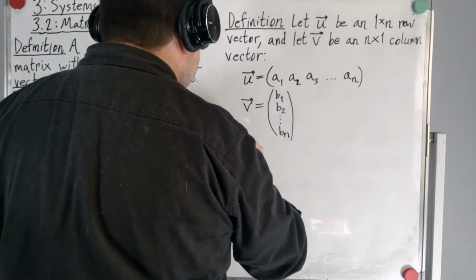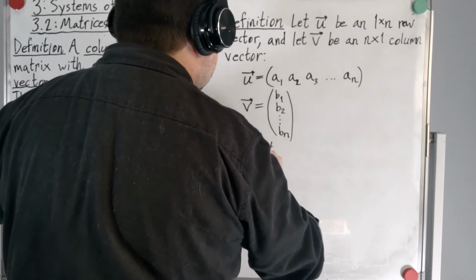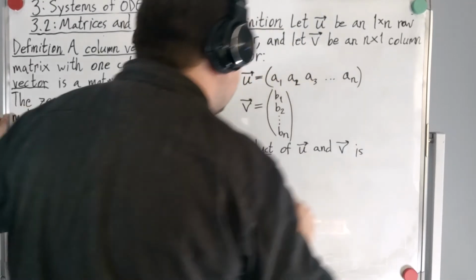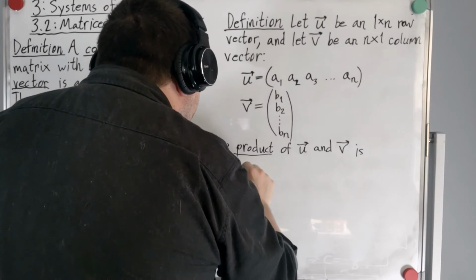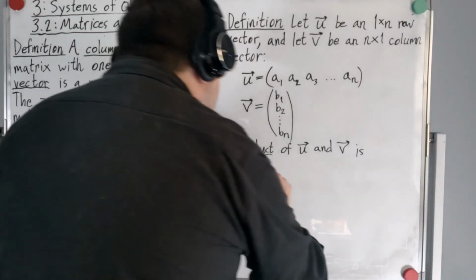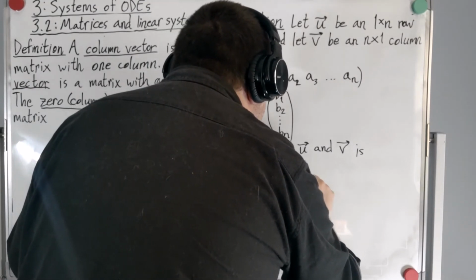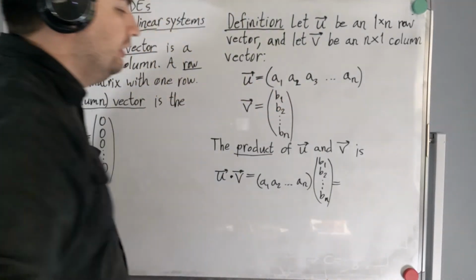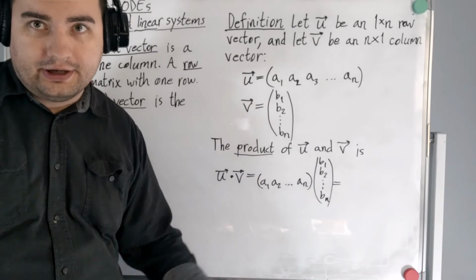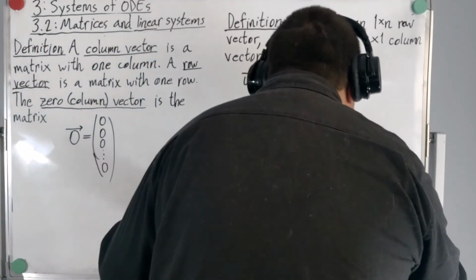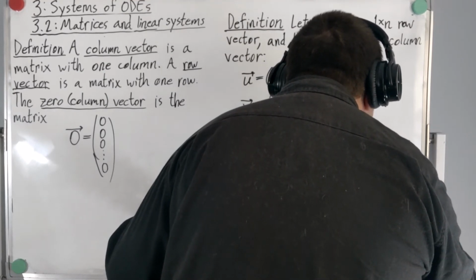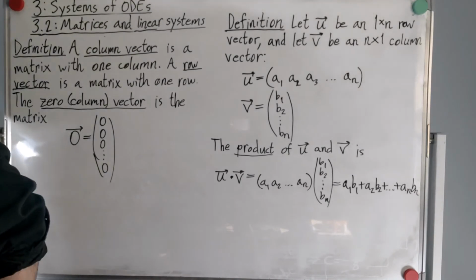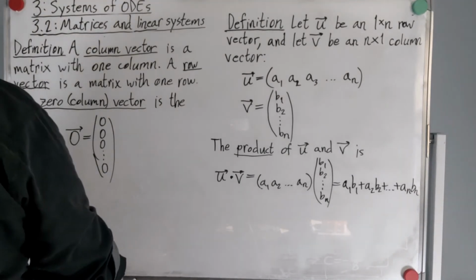The product, or dot product, of U and V is U vector dot V vector equals, okay, this looks like a1, a2, dot, dot, dot, an multiplied by b1, b2, dot, dot, dot, bn. All you have to do is multiply together the corresponding entries and then add up the products. So this is a1 b1 plus a2 b2 plus dot, dot, dot plus an bn. Okay.